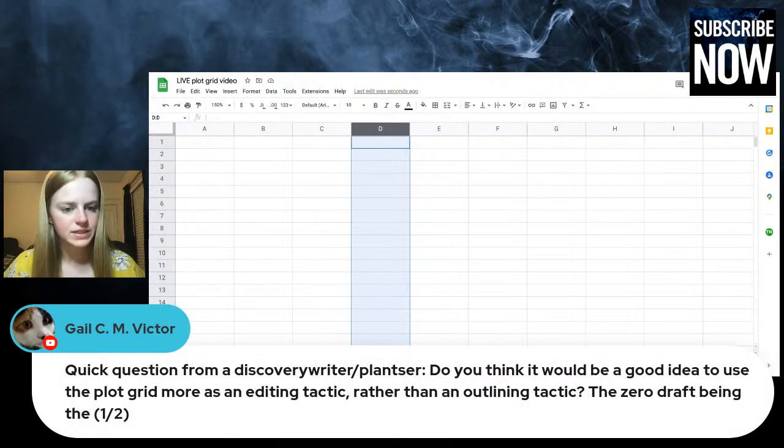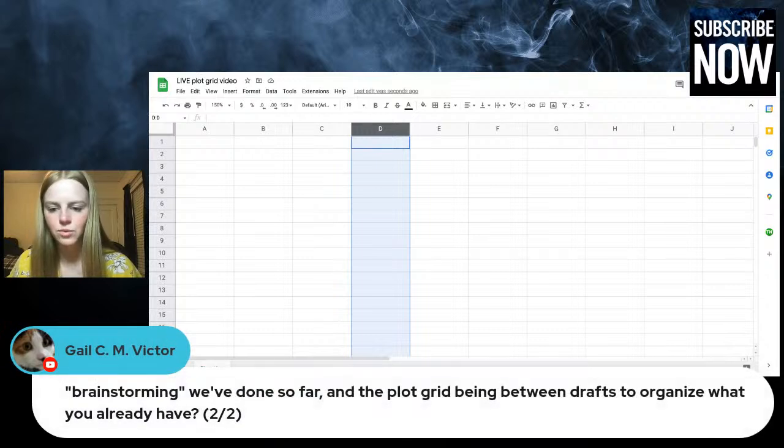Gail said, quick question from a discovery writer or plantser. Do you think it would be a good idea for me to use the plot grid more as an editing tactic rather than an outlining tactic? The zero draft being the brainstorming we've done so far, and the plot grid being the drafts to organize what you already have.